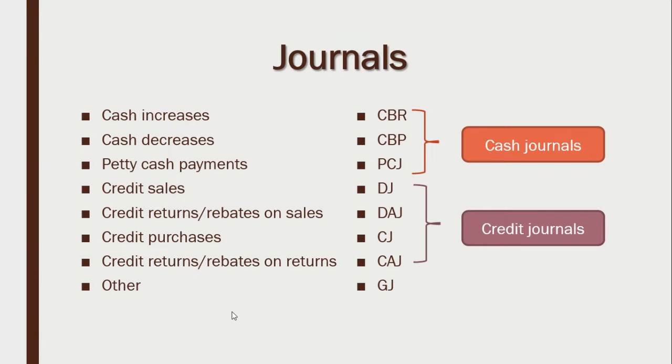Whereas the following four, the debtors journal, debtors allowance journal, creditors journal, and creditors allowance journal, are your credit journals. And then the last one is where all your sundry transactions will be captured. That is anything, for example, interest that we raise on the overdue account, any amounts that are written off as bad debts, or any other fees or corrections or errors that we need to correct will be captured in our general journals.